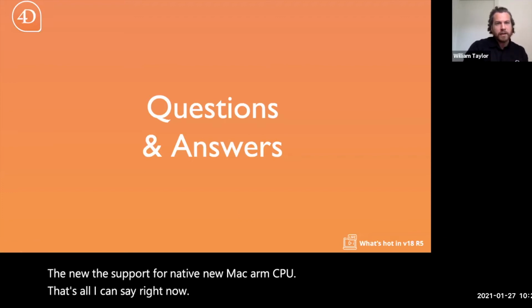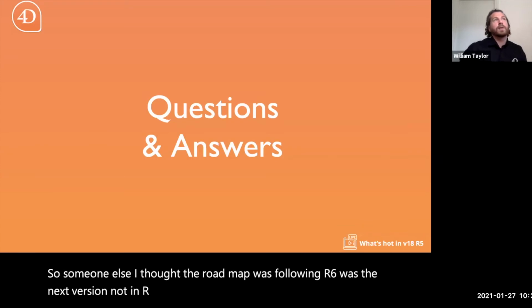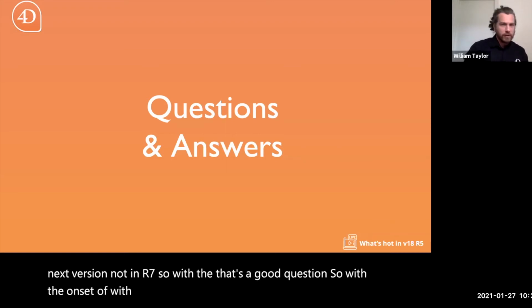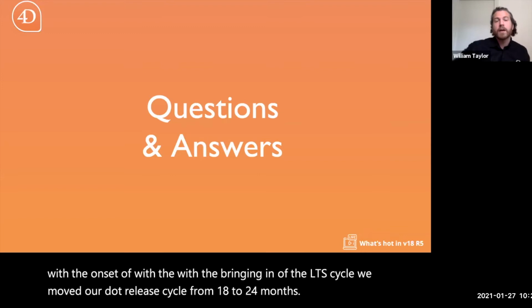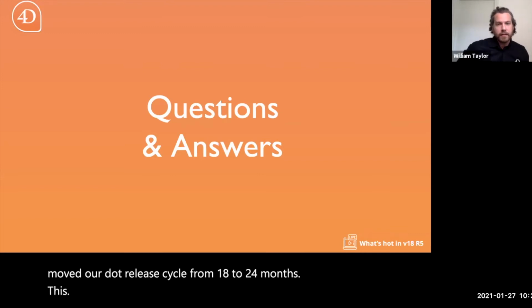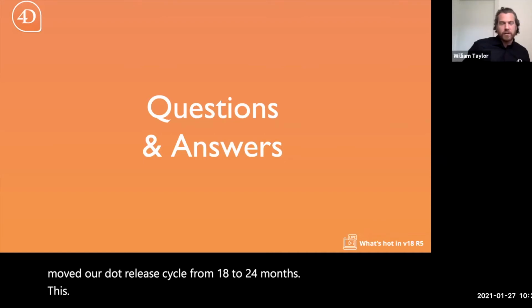Someone asked, I thought the roadmap was following R6, the next version, not an R7. That's a good question. With the bringing in of the LTS cycle, we moved our dot release cycle from 18 to 24 months. So that's what that means.